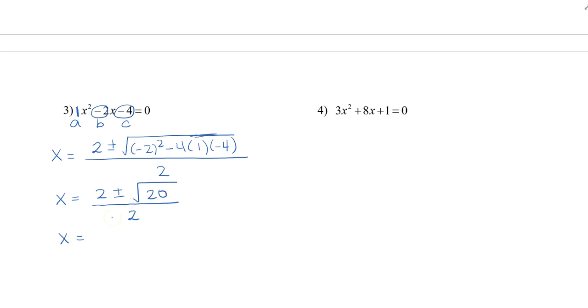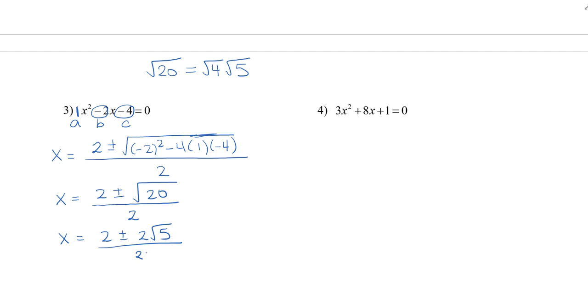Now, in this case, we can simplify the radical. So the square root of 20 is actually the square root of 4 times the square root of 5. So you want to find a perfect square that goes into 20. In this case, it's 4. So the square root of 4 is actually going to be 2. So I can change the root 20 into 2 root 5, all divided by 2.